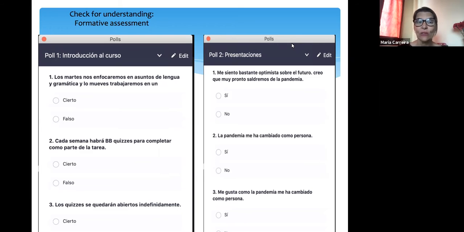Now, poll number one on the left is one that I actually used in my class the first day of instruction after I had presented the syllabus and discussed how the class would be structured. I gave students this poll to check for understanding, to make sure that they had learned what I wanted them to learn, and if they hadn't, to clear up any gaps in knowledge.